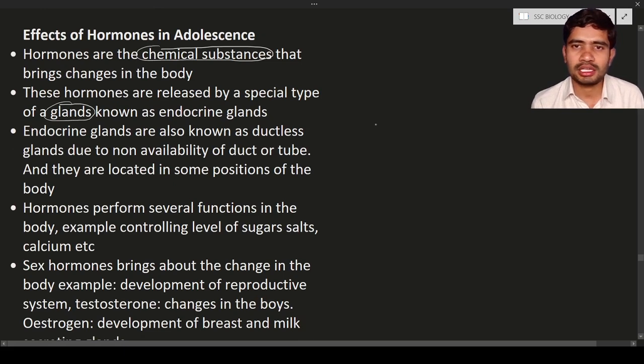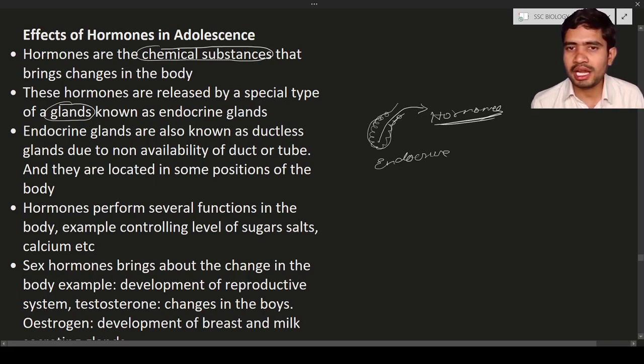Let us consider this a gland. This gland is made up of some type of cells. These cells are going to produce some kind of secretions. These secretions are known as hormones. These hormones are released by these glands. So these glands are known as endocrine glands. We are calling these glands endocrine glands.